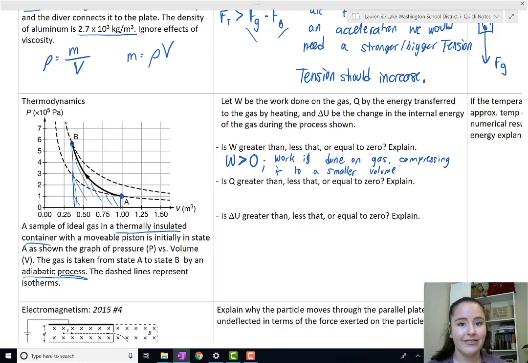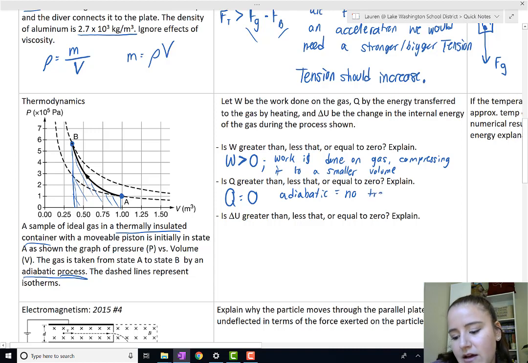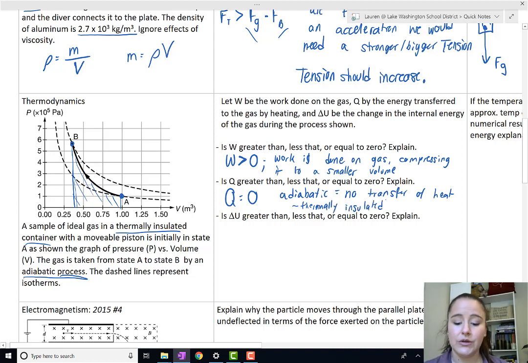Q is equal to zero. The key term here is adiabatic. Adiabatic means no transfer of heat. That is the definition of adiabatic. Your other hint here was that it said that it was thermally insulated. Since Q is heat, the energy transferred by heating, if no heat can get in and out, then we have an adiabatic process. No transfer.